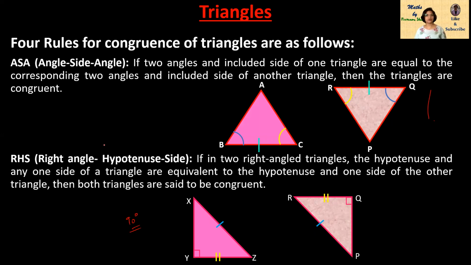So these are the four rules which we have learned in this video, and in the next video we will learn some related problems.